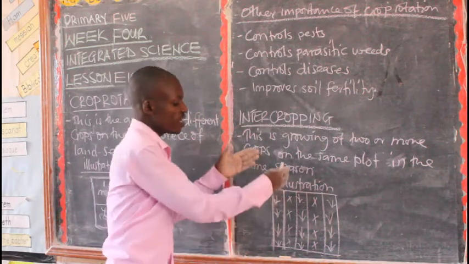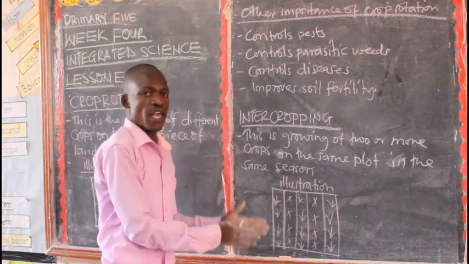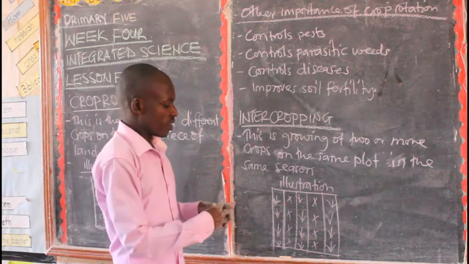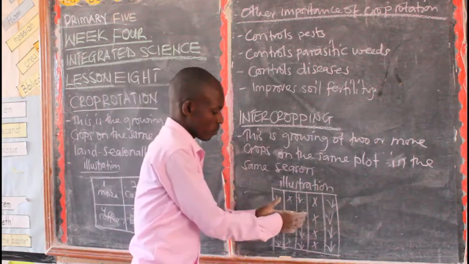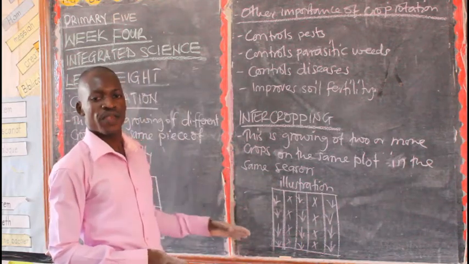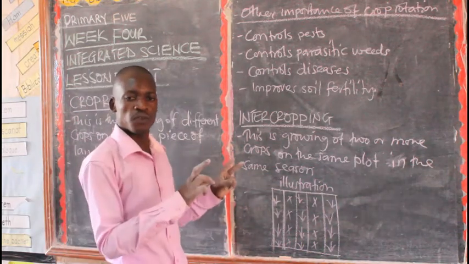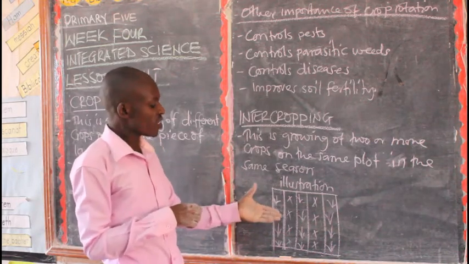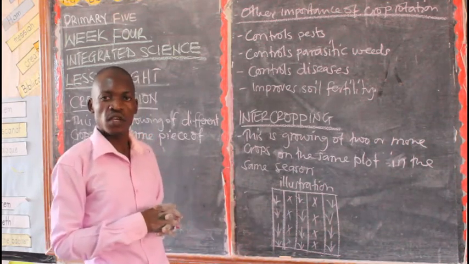And then in between the banana plantation, I bring my g-nuts, banana. So this you are intercropping. You are growing different crops on the same plot in the same season. So how does this help to control soil erosion?